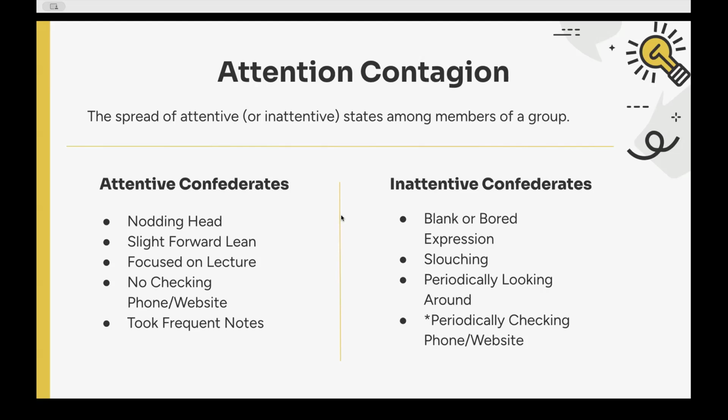You can see down here on my slide what the attentive Confederates would be doing. They'd be nodding their head, paying attention. They'd obviously be looking at the lecturer. They'd be taking notes. They would not be looking at their phone. If they had a computer pulled up, they're not on another website, doing all the things that an attentive student should do. Pay more attention, though, to the inattentive Confederates.